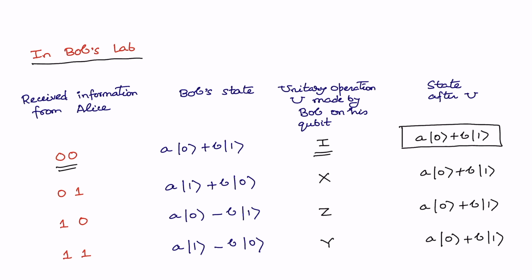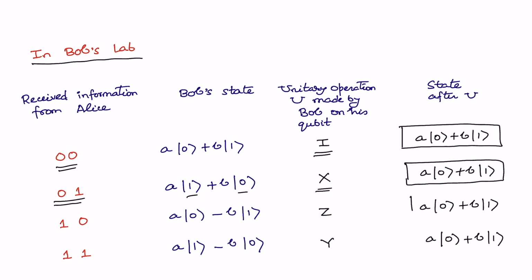Now if the information received from Alice is 0 1, then Bob's state is a|1> plus b|0>, which is not the intended state. So Bob is going to make an X gate operation, or NOT gate operation, and that's going to flip |1> to |0> and |0> to |1>, and then he will be able to have this particular qubit state, which is the intended state that was originally needed to be sent.